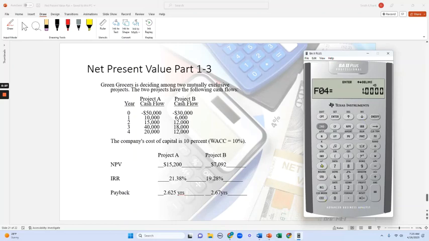have to put in our cost of money. So we hit the NPV key, and what is our cost of capital? Our cost of money is 10%. And when we come down and compute the net present value, we get 15,200. So this project would actually earn us money.